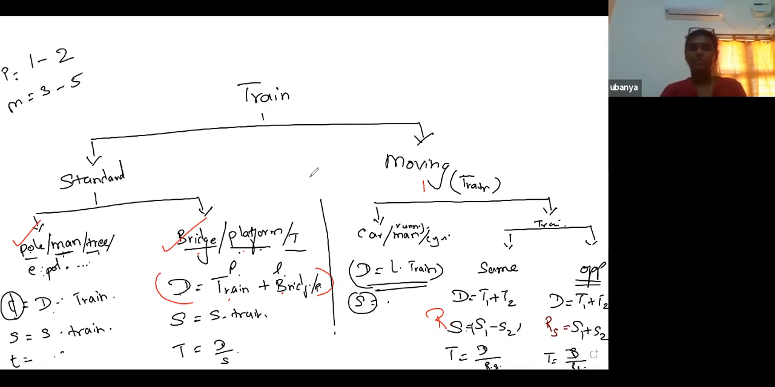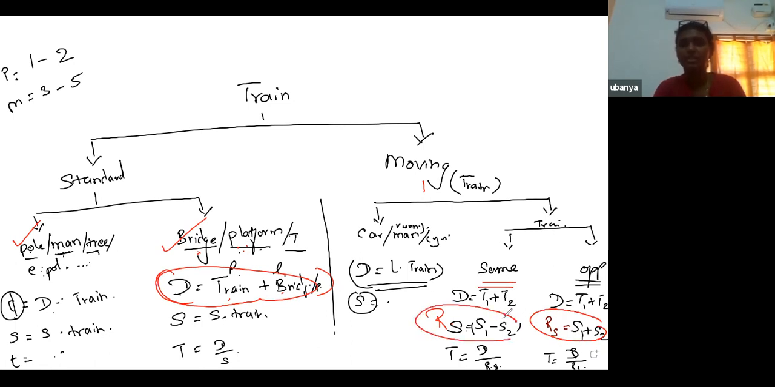So this is where we get confused. The only thing we have to remember here is, if it is a distance like a bridge or platform, if the train is crossing a bridge, platform or another train, the distance should be added. And if the trains are moving in the opposite direction, it should be added. While the trains are moving in the same direction, it should be subtracted.